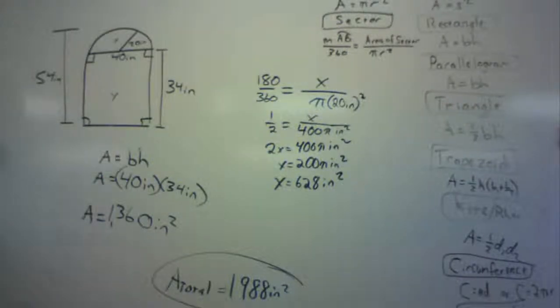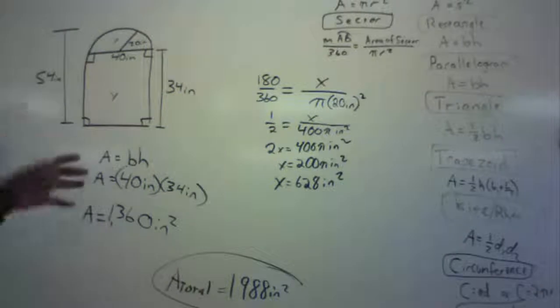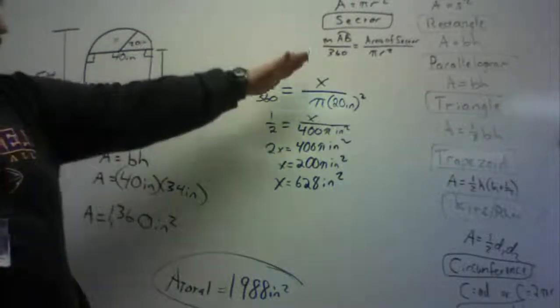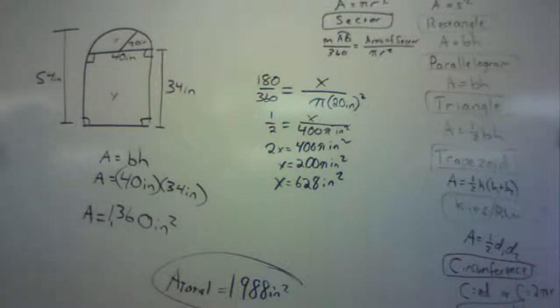And that's it. So, to find the area of a sector, we're setting up a ratio again. Measure to measure, area to area. And you cross multiply and solve.